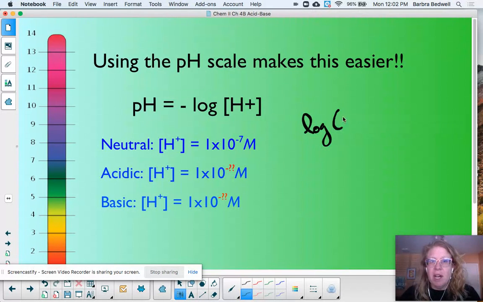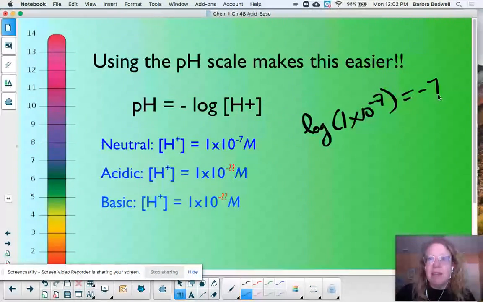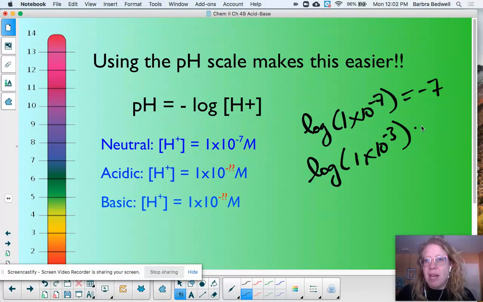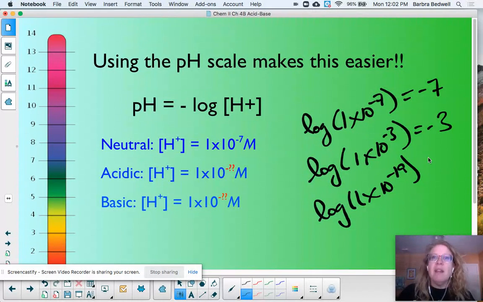If I literally take the log of 1 times 10 to the minus 7th and hit equals, and again, make sure you use your scientific notation, make sure you're using the EE button and not the long way button. Again, this is critical. If I do this on a calculator, the answer to this is -7. If I did the log of 1 times 10 to the minus 3, the answer to that is -3. Try it. The log of 1 times 10 to the negative 19th is going to be -19. That's what the log does.